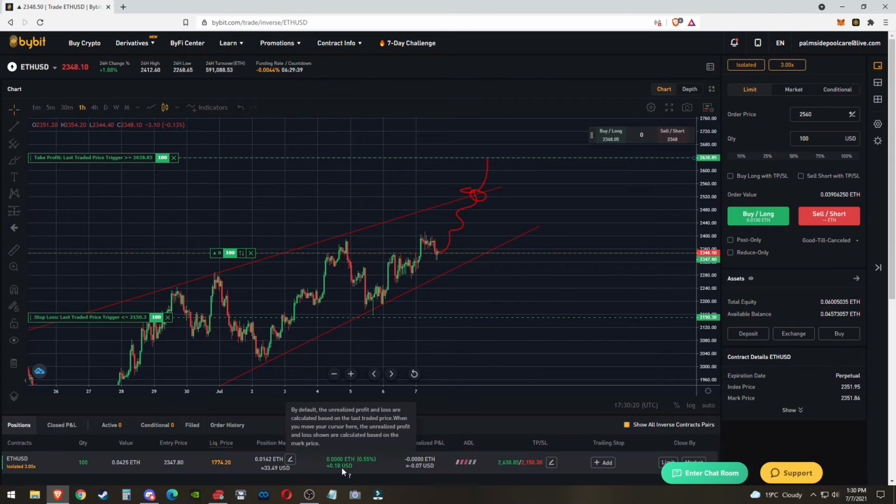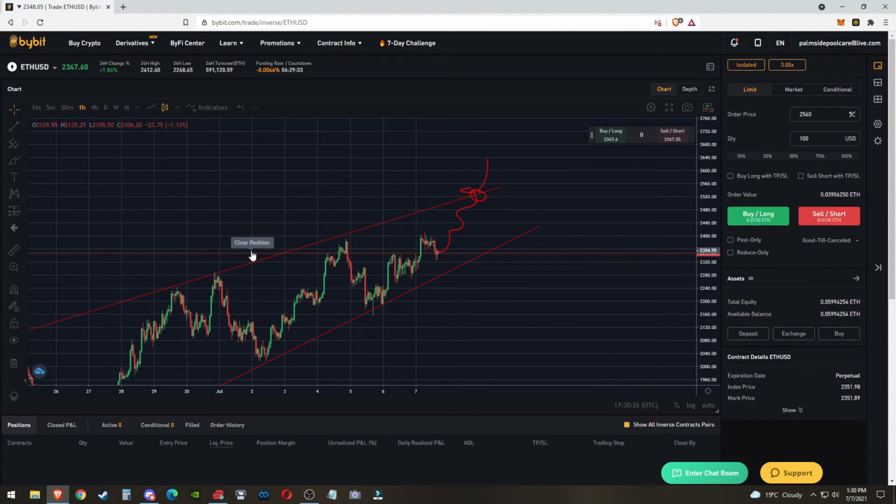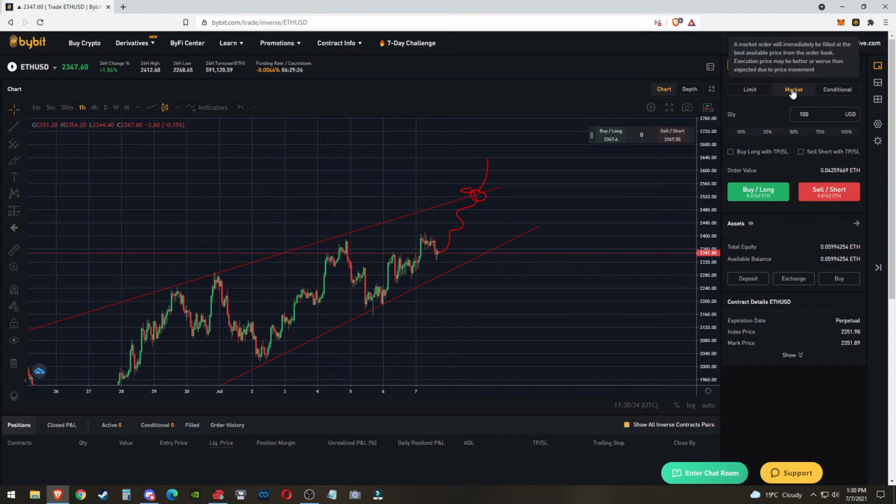So I think I'm going to close the day with about an 18 cent profit, 17 cents, 1 cent. I'll take the 1 penny. So basically your entire order was filled. Basically I got out with a market order. And it's the same thing with the market as it is with the buy. You can do a buy with a take profit and stop loss, and then it gives you total equity here, expiration date, everything like that, deposit, exchange, everything is right here.